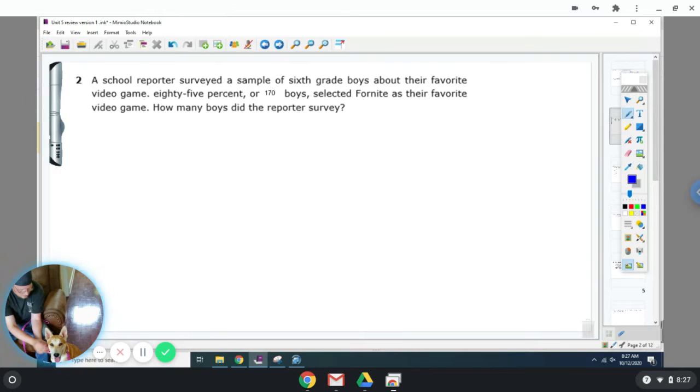All right, number 2. A school reporter surveyed a sample of 6th grade boys with their favorite video game. 85% or 170 boys selected Fortnite as a favorite video game. How many boys did the reporter survey? So this is the same idea. We're trying to find the whole. So it gives us the part, which is 170 boys, and you're trying to find out the total number of boys that were surveyed. 170 represents 85%.